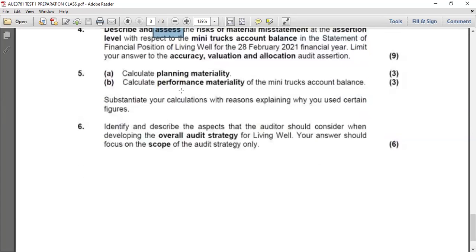Calculate planning materiality. Right. When you're calculating a planning materiality, there are things that you have to follow. So I will do a detailed one. Here they only had 3 marks, so maybe you were just supposed to summarize. But for the sake of knowing how to do it, I will take you through it, so that even if you are given a longer question, maybe it's 10 marks, 15 marks, you know how to do it.